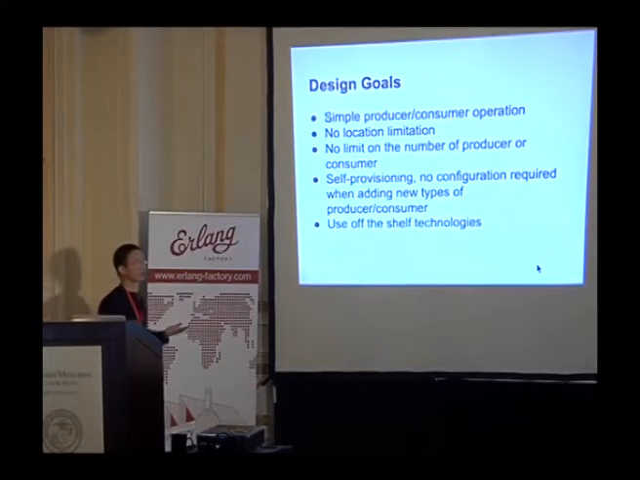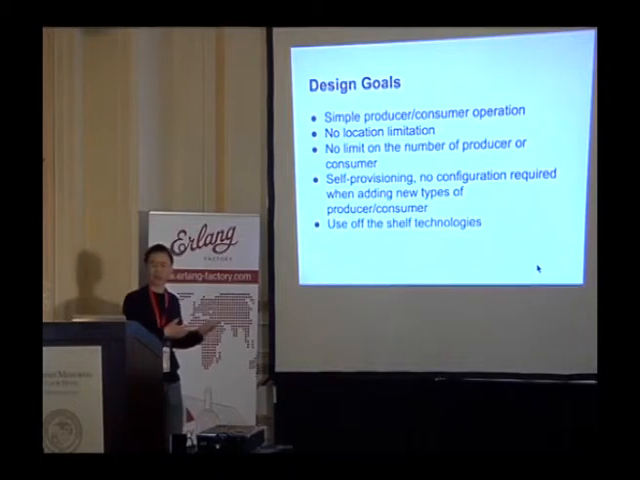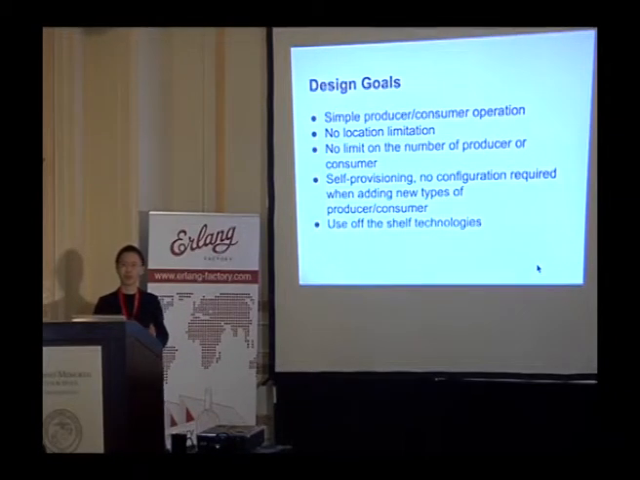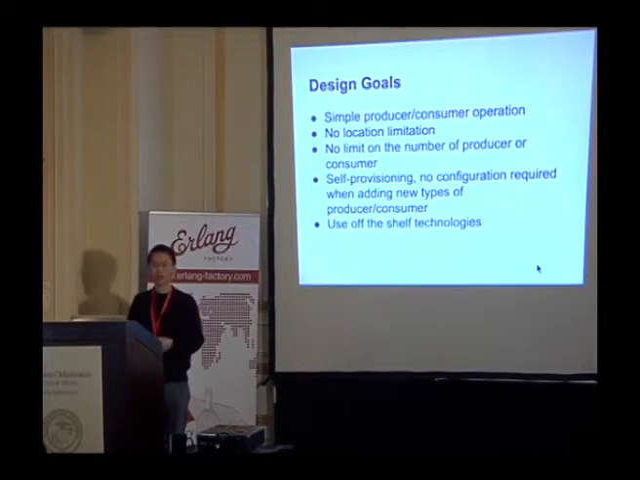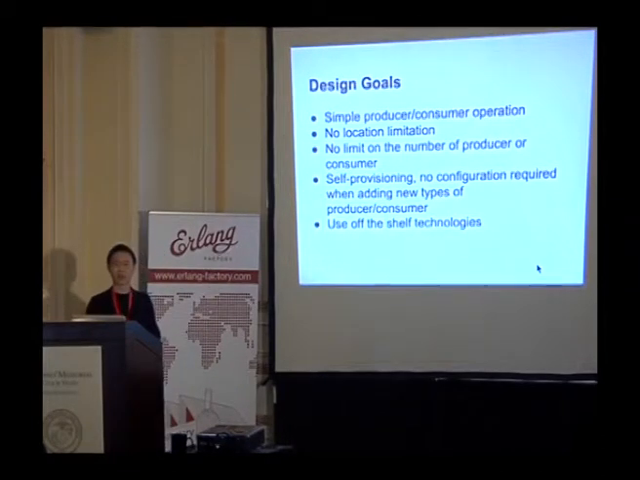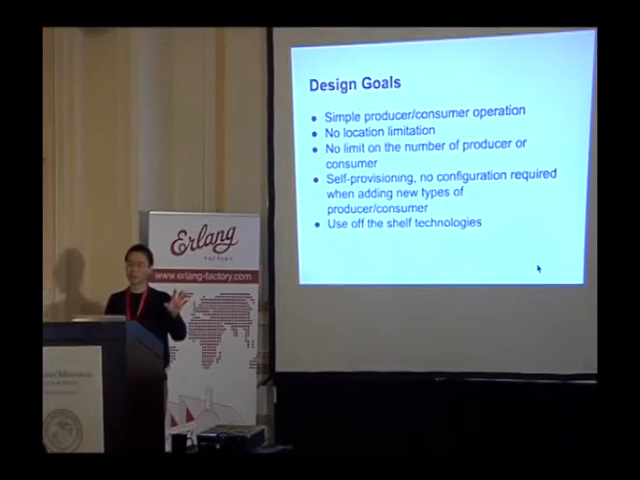So while designing our system, we basically followed some guidelines. We wanted the producer and the consumer to be simple enough, but not simpler. And certainly, there should be no location limitations: the consumer and producer can be anywhere. They can be on the same host or on different hosts. It shouldn't really matter. And there should be no limitations on the number of producers or consumers. So you can have 1 producer or 10 consumers. It shouldn't matter.